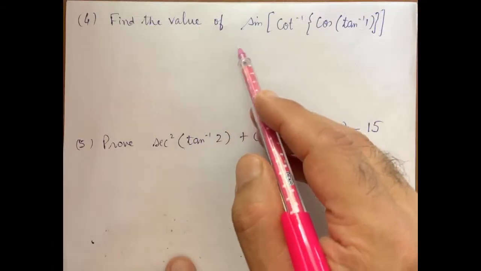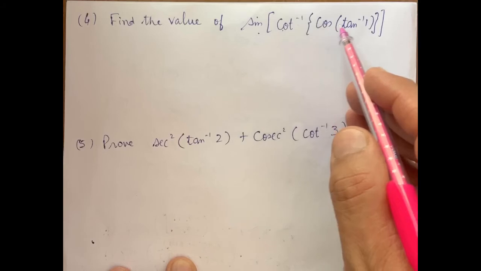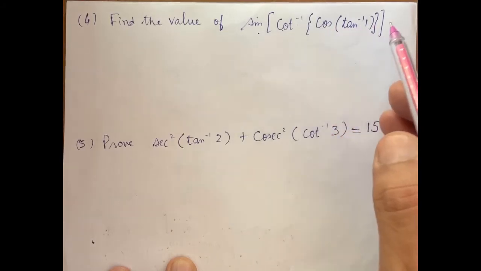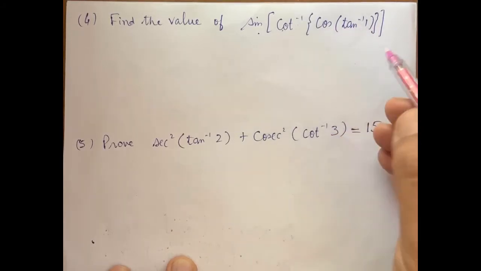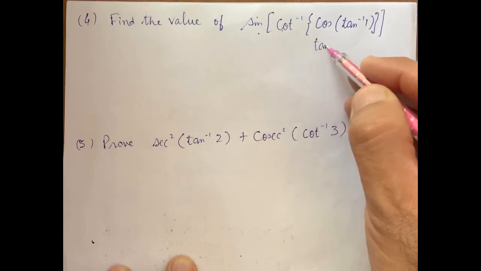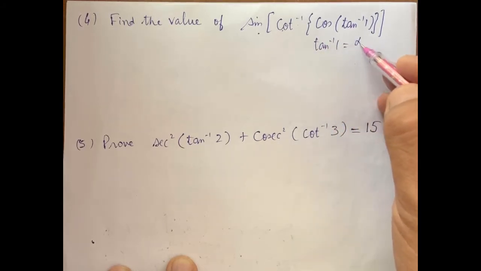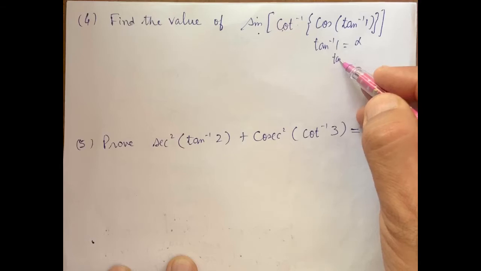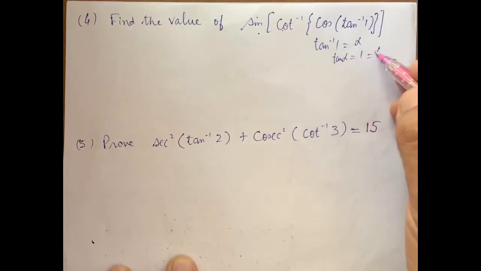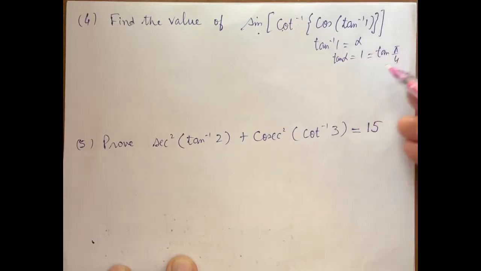Next, we have to find the value of sine of cot inverse of cos of tan inverse of 1. We start from tan inverse of 1. Tan inverse of 1 is, let's say, alpha. This means tan of alpha is 1. 1 is tan pi by 4. So alpha is pi by 4.